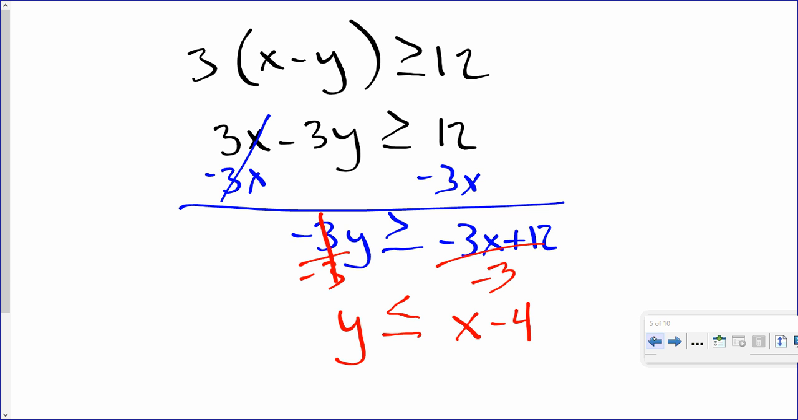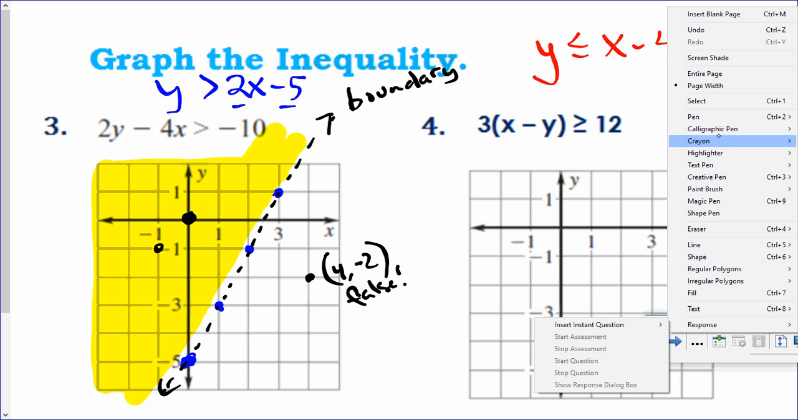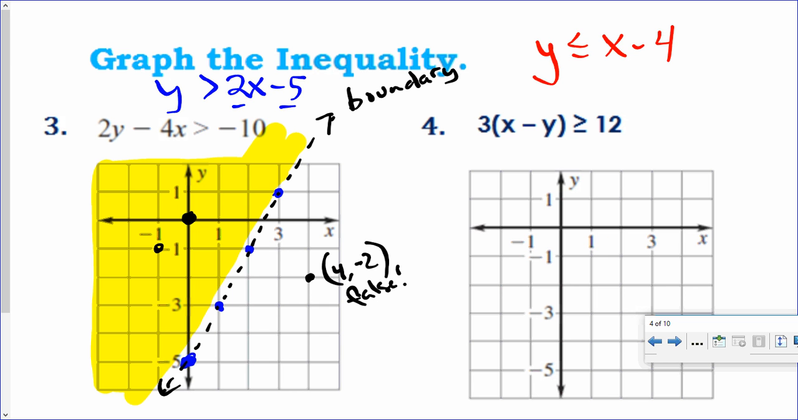I'll go back to my original problem. Y is less than or equal to x minus 4. I go to my graph, switch colors here. I'm going to find my y-intercept of negative 4, and I'm going to follow my slope of 1. So I go up 1 over 1, up 1 over 1, up 1 over 1. And I'll make my line.